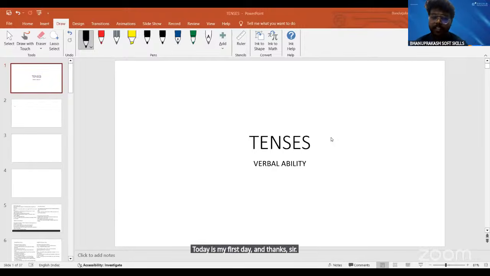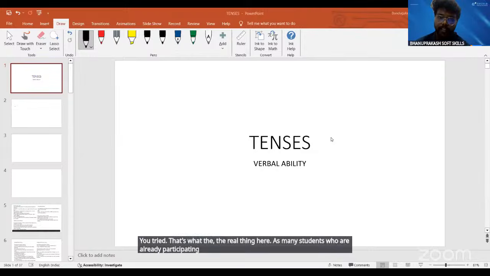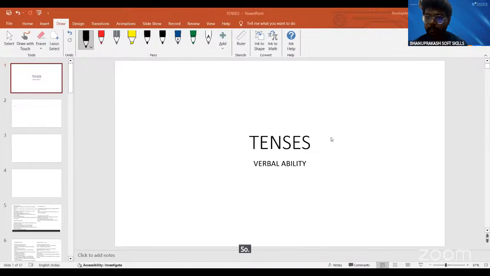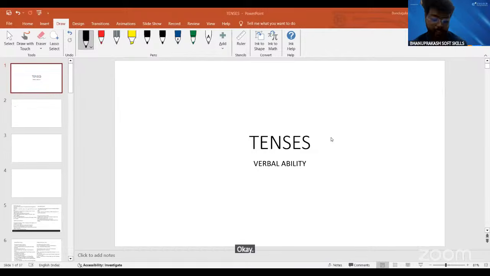No issues, Sri. You tried. That's the real thing here. Many students have been participating since the first day, and there are still students who haven't participated, but even though it's your first day you participated. It's really an appreciating thing. Thanks, sir. Thank you. Sir, shall I start?